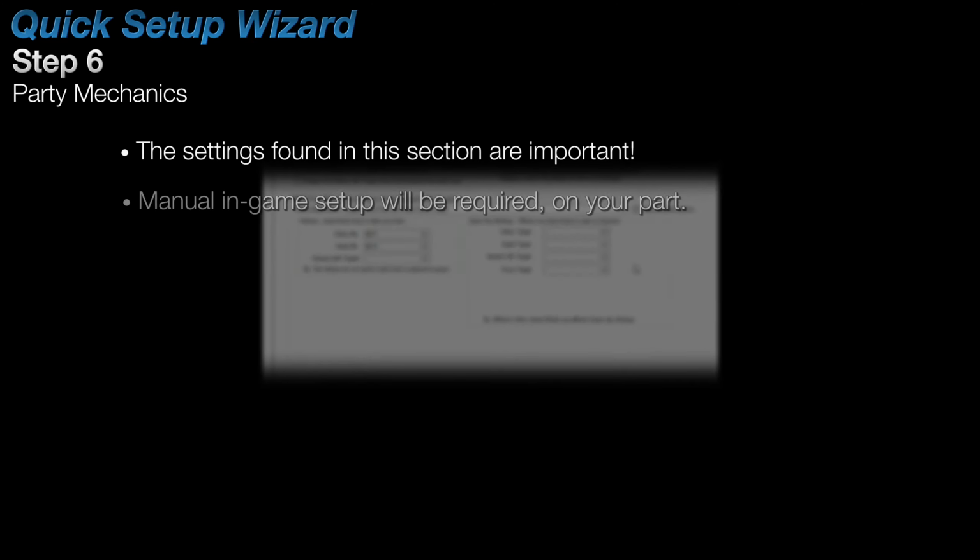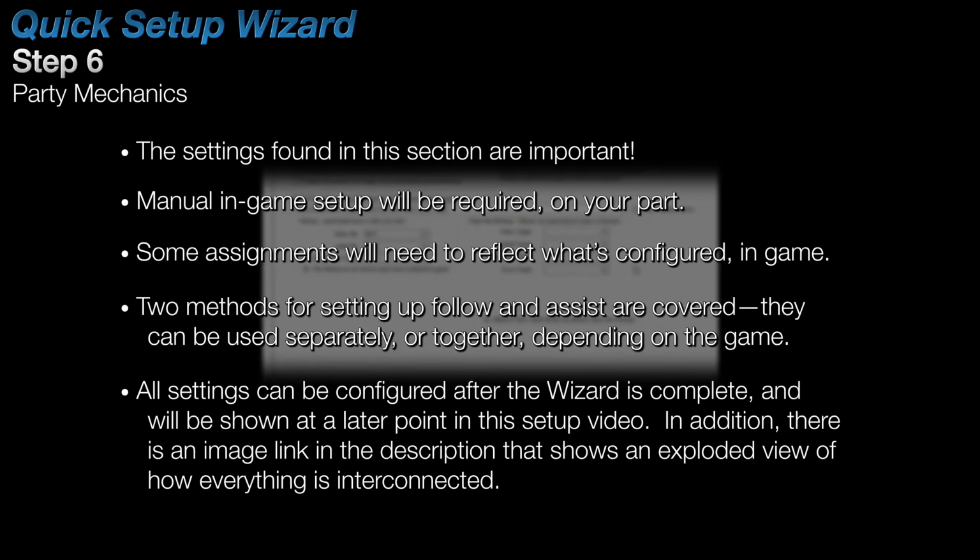Now below that, there is the MMO Party Mechanics section, and there is a bit to cover here. Because this is a general setup video, I'm only going to talk about the 2 most basic ways to follow an assist. In order for you to make a decision on which version you should be using, you're going to need to understand what is and isn't available in the game that you're playing, and in addition, you're going to have to do some manual setup on your own. ISBoxer is not automatic, and it can't possibly know certain things about your game unless you give it that information. But even then, it's still blind to most everything.